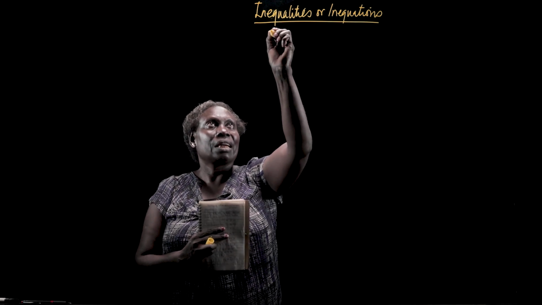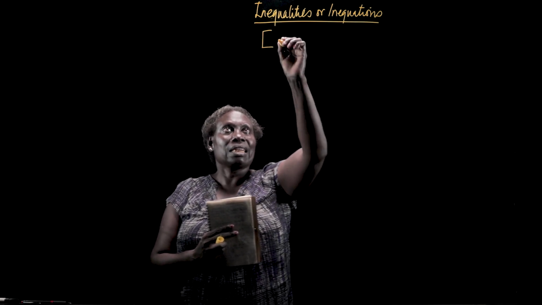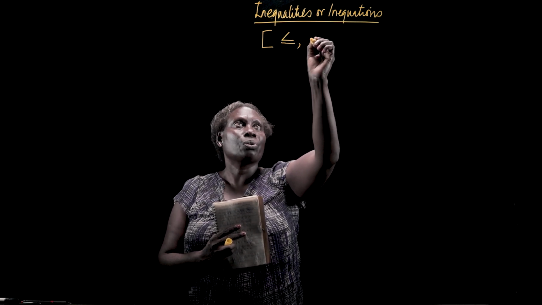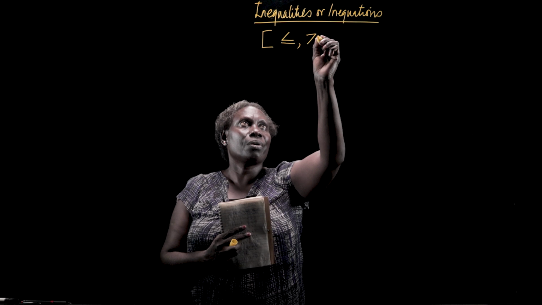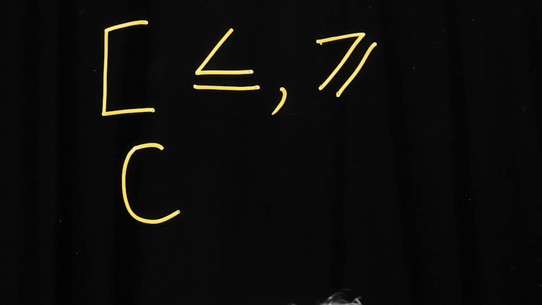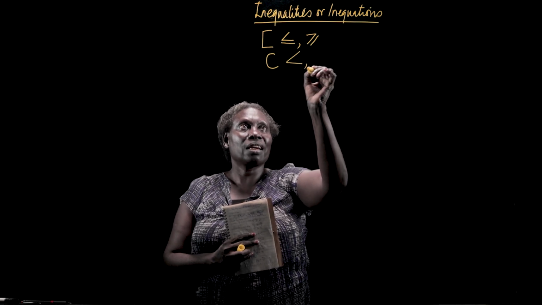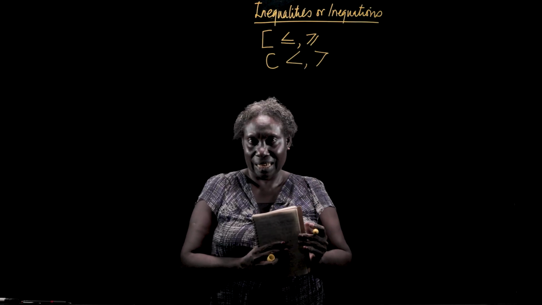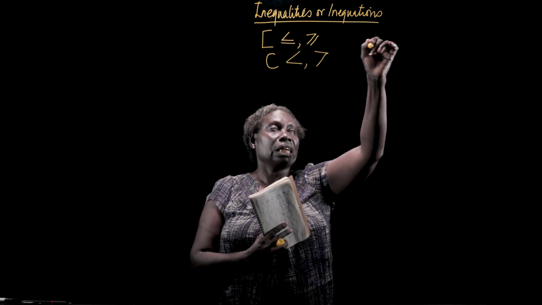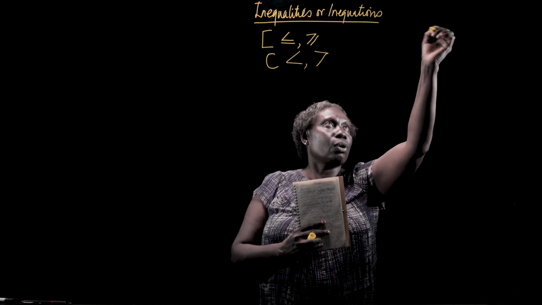Okay, there are brackets that we use when expressing inequations. The square bracket is the one that we use for less than or equal to and greater than or equal to. We use the round bracket for less than or greater than. Okay, let's look at an example on how we express inequalities in interval notation.